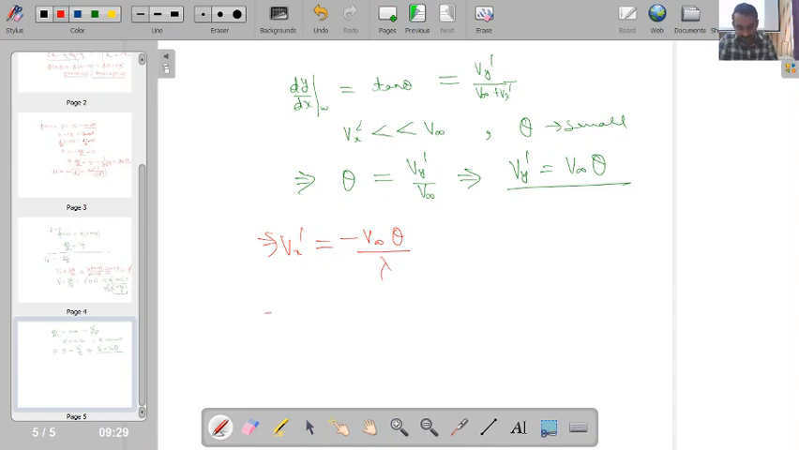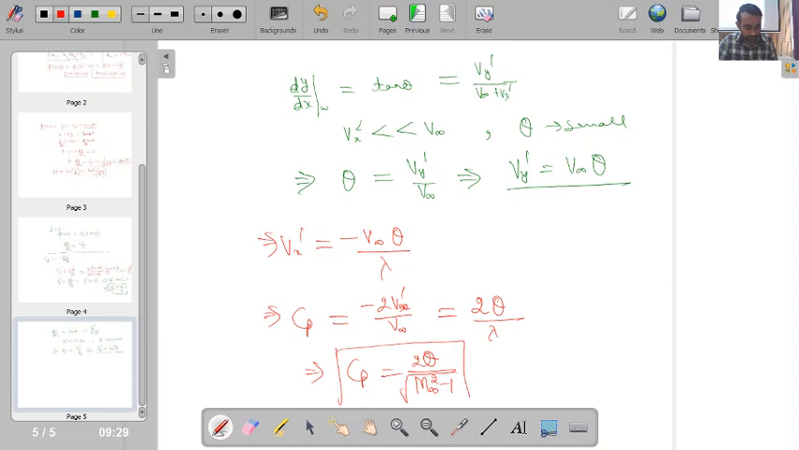If this is the case, then I can find out the value of Cp. So the value of Cp will become minus 2 Vx dash by V infinity. The minus minus will cancel, V infinity will cancel, and I will get 2 times theta divided by lambda. So ultimately Cp will be equal to 2 theta by the square root of M infinity square minus 1. Is this one clear? So this is my value of Cp for a supersonic linearized flow.